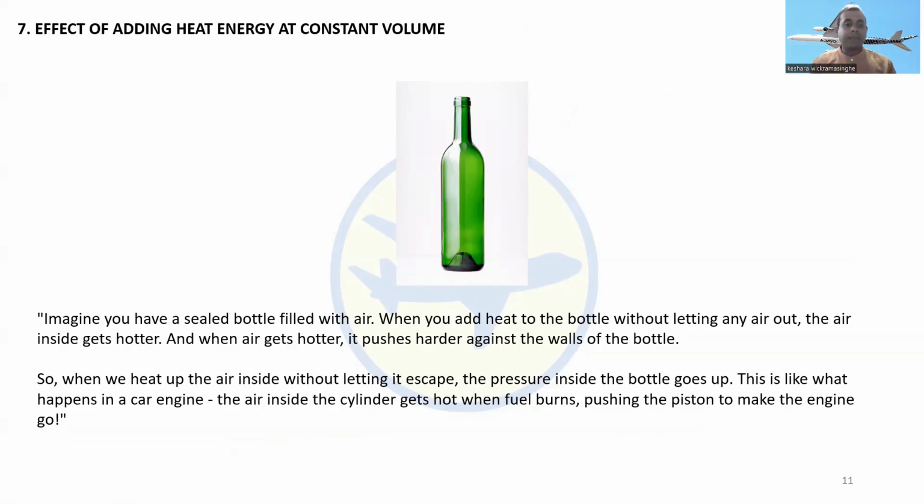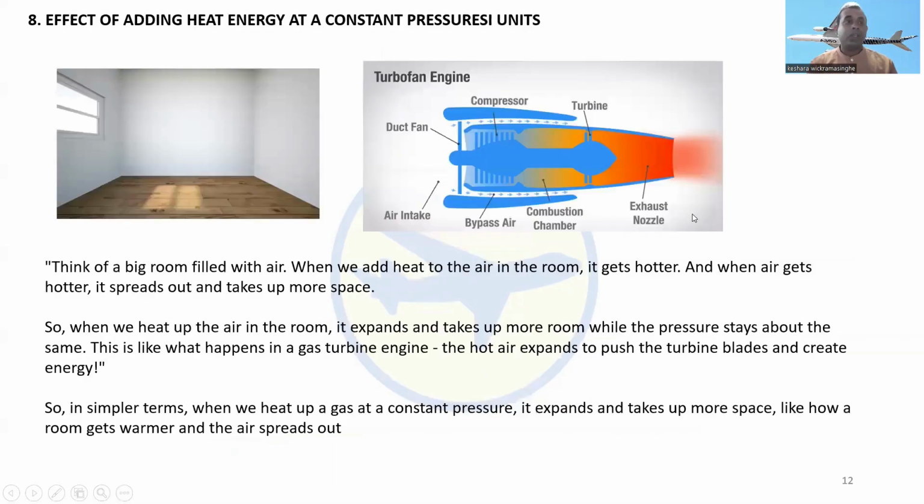This is like what happens in a car engine. When fuel burns, the air inside the cylinder gets hot, pushing the piston to make the engine go. Okay, so now the effect of adding heat energy at a constant pressure.